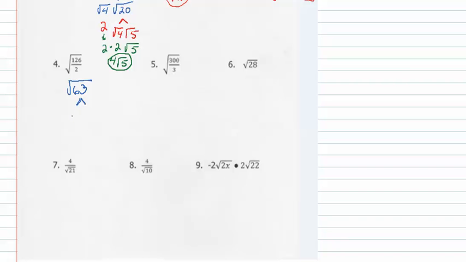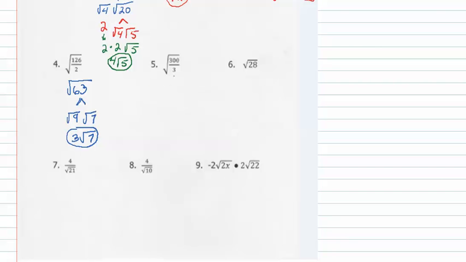Is there a perfect square within 90 or 63? And I know that 9 times 7 is 63. Is 9 a perfect square? It is. Square root of 9 is 3. Radical 7. 7 is a prime number. There's no perfect square within that. So here's my answer for number 4.